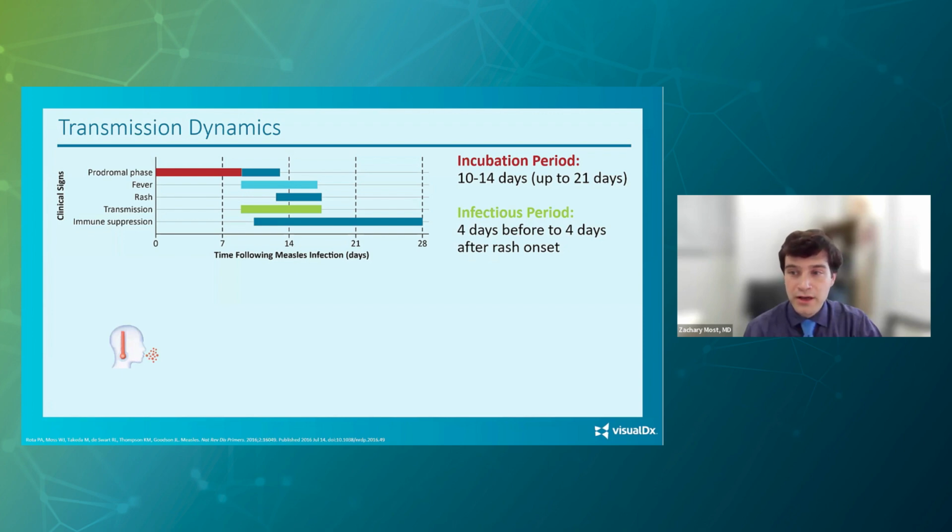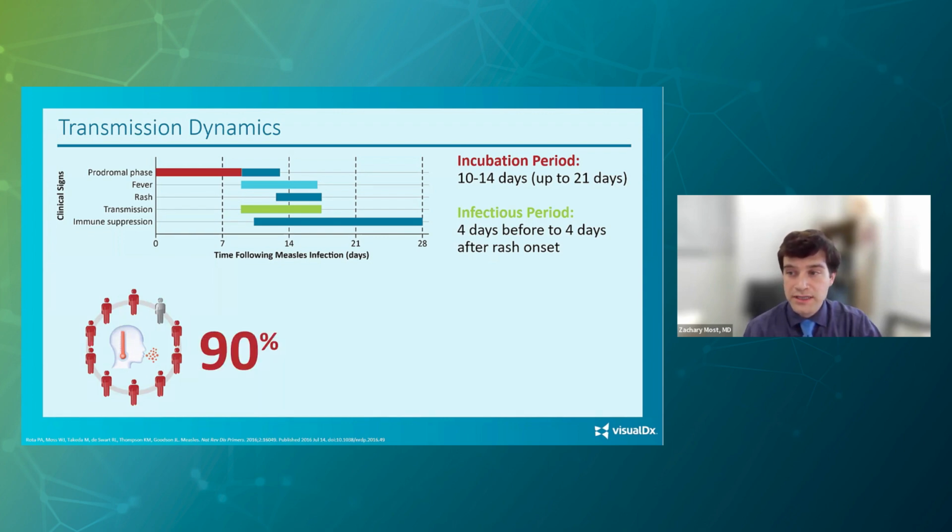There are a couple of ways of measuring how contagious measles is. The attack rate of measles is 90%. This means that for people who are susceptible to measles, if they're in the same room and have an exposure to measles, 90% of them will contract the infection.